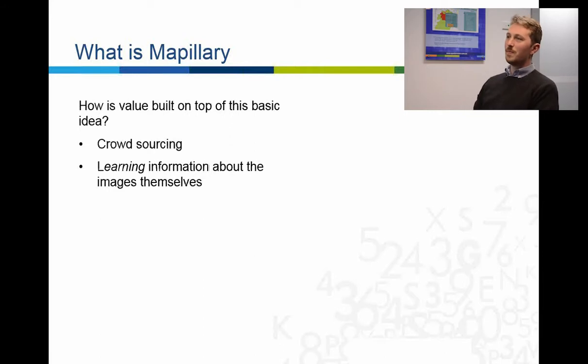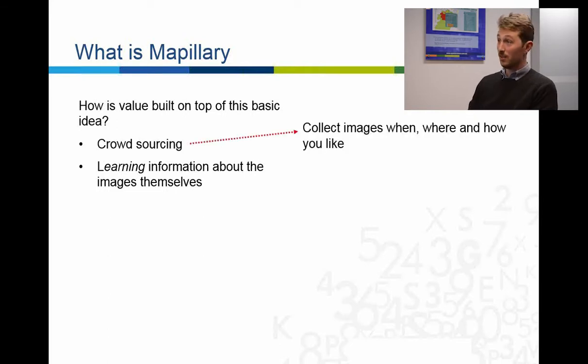So, how is value built on this basic idea of open source Street View? The first is just the model itself, crowdsourcing. Basically, you can collect images when, where, and how you like. You don't have this freedom with Google. Obviously, you're constrained by their schedules and the things that they're interested in taking images of.